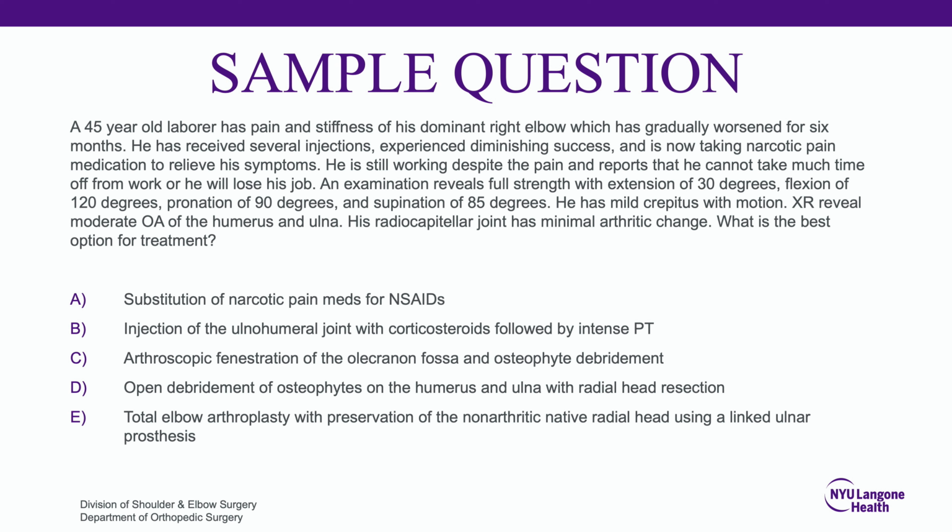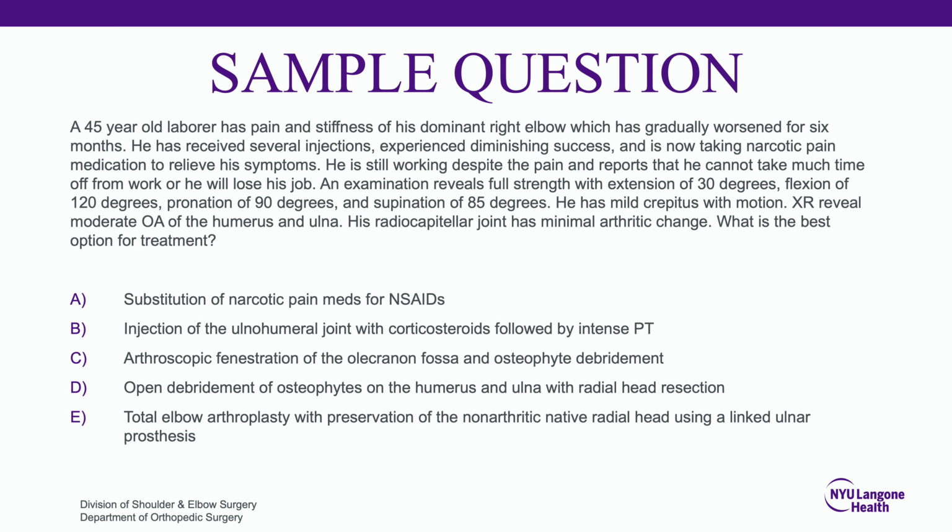Option A, narcotic pain medications or NSAIDs. That's probably not going to do much. Injection with steroids: once again, he's already had those, so that's not going to make much of a difference. Arthroscopic fenestration of the fossa of the olecranon and osteophyte debridement. That makes sense. You probably take care of both anteriorly and posteriorly. However, given the fact that he has mostly an extension issue, a lot of the work will be done in the back of the elbow.